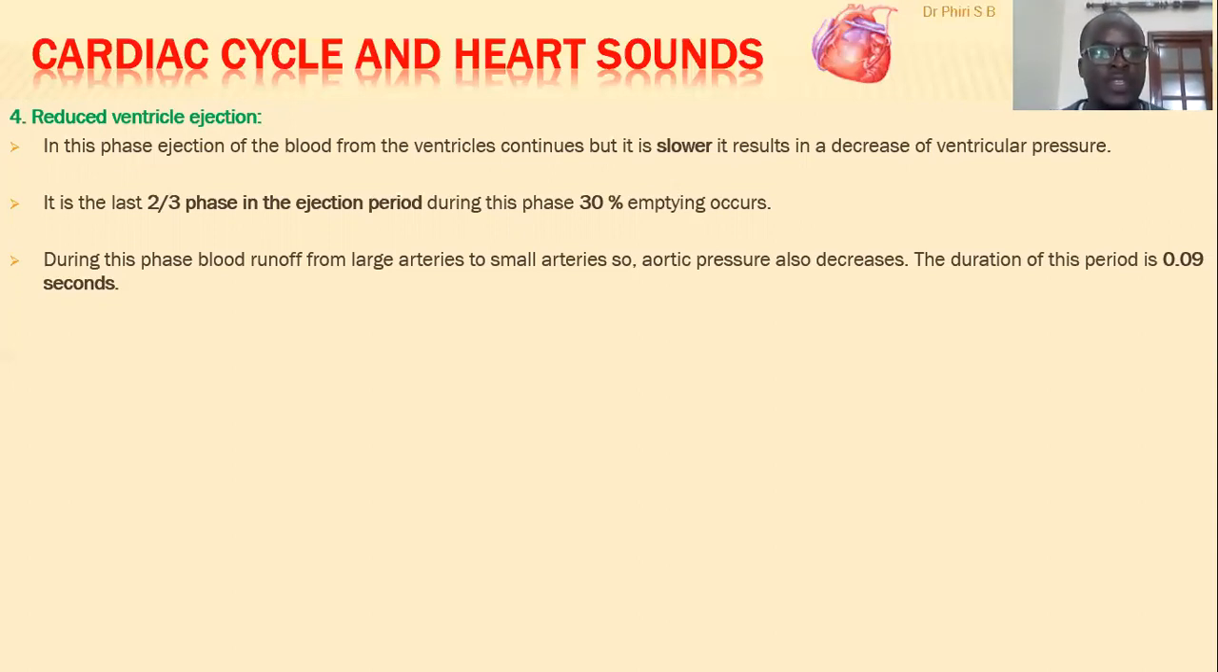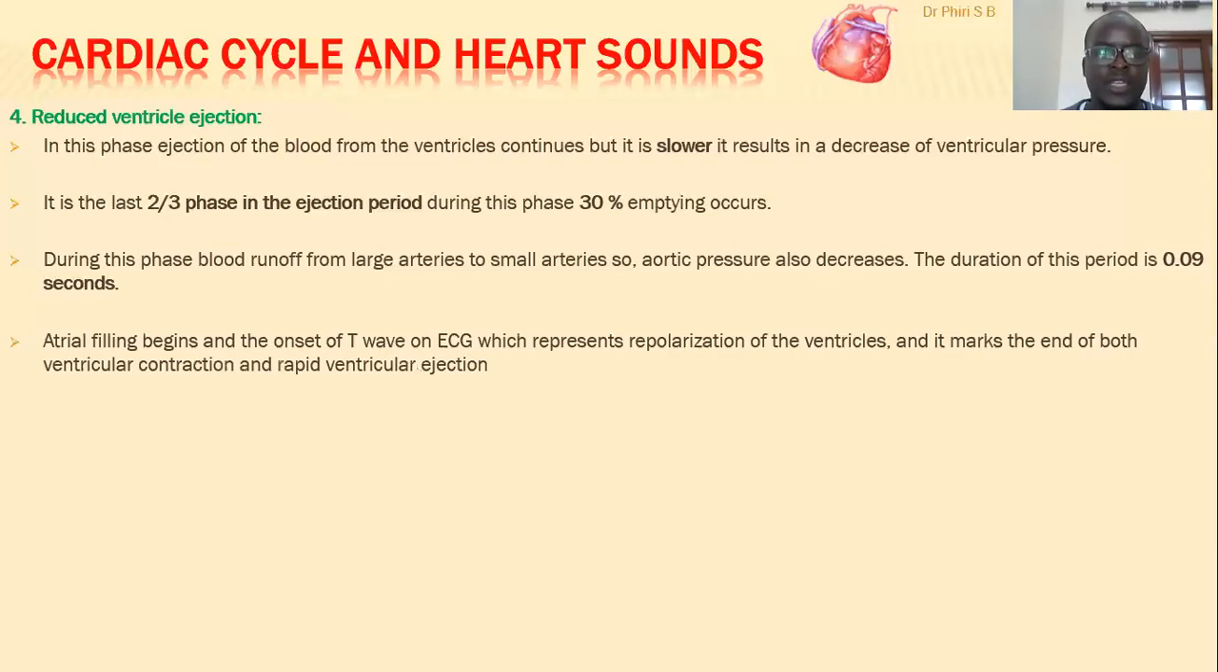During this phase, blood runs off from the large arteries to small arteries. So you find that the aortic pressure also decreases, because now blood is moving from larger arteries to the smaller arteries. The duration of this is about 0.09 seconds. So if you add 0.09 plus 0.13, you get the overall ejection period, which is about 0.22 seconds.